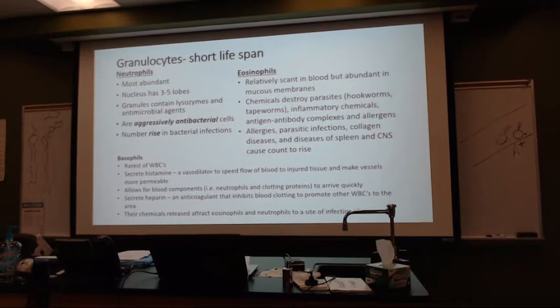Okay, let's go with our good old standard, paper cut. Okay, so at the time of a paper cut, because of basophils and some of the other cells, we speed the flow of blood to the injured tissue. That allows for other components of the blood to rush to this area.